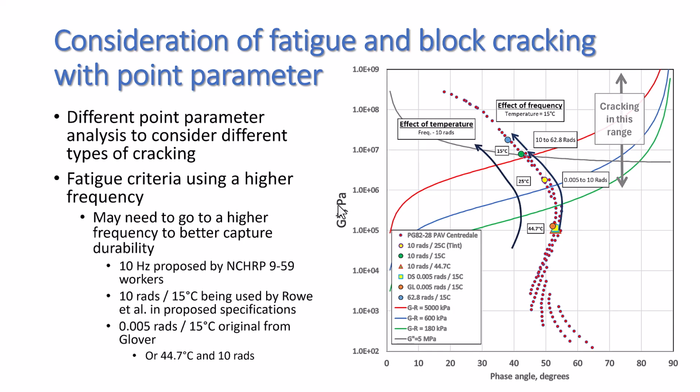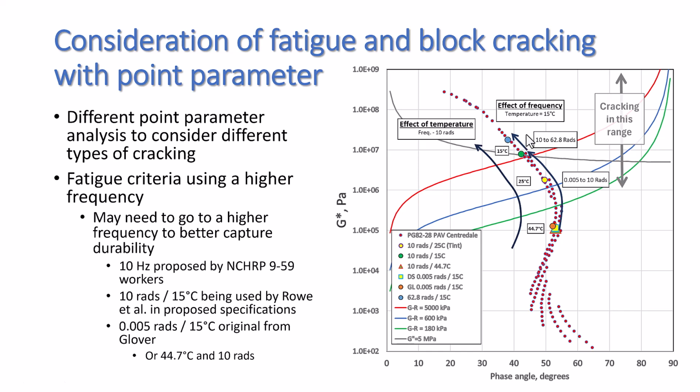Okay, so I just want to make one comment with regard to point parameters. Now, one of the things being considered at the moment is the Glover-Rowe parameter to define cracking or aging or how rejuvenators work in materials, etc. Now, NCHRP said that this is a better parameter than G star times sine delta for fatigue cracking, and they're proposing that it be used at 10 Hertz. 10 Hertz and 15 degrees C is shown by this blue data point.